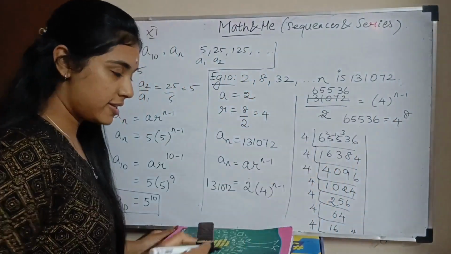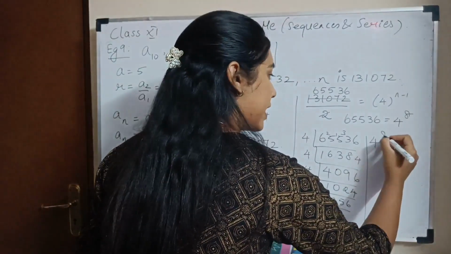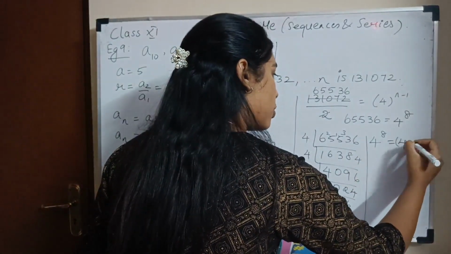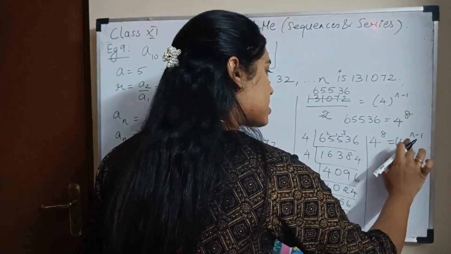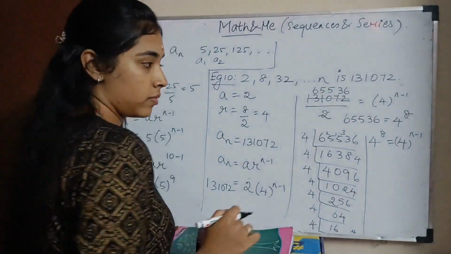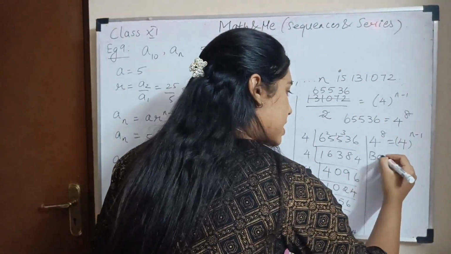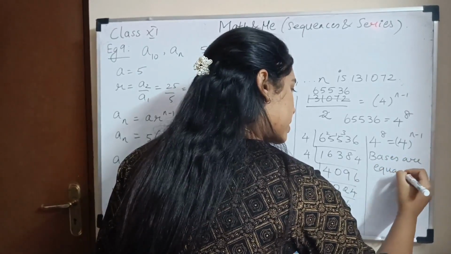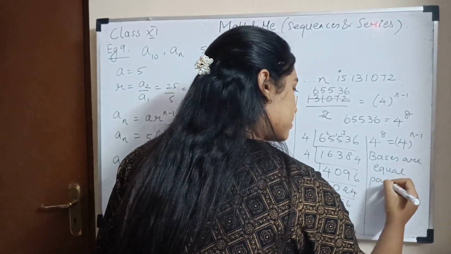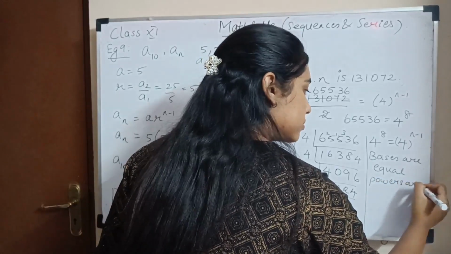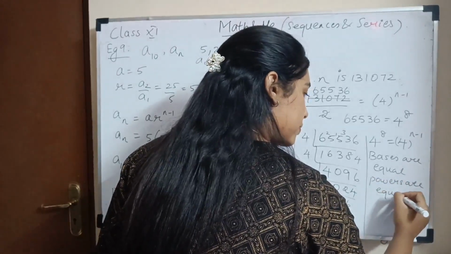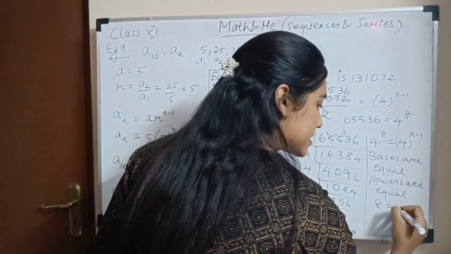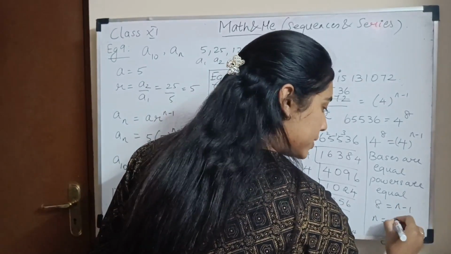So how can you write this? 4 to the power 8 equals 4 to the power n minus 1. So since the bases are equal, the powers are equal. So you have 8 equals n minus 1, n equals 9.